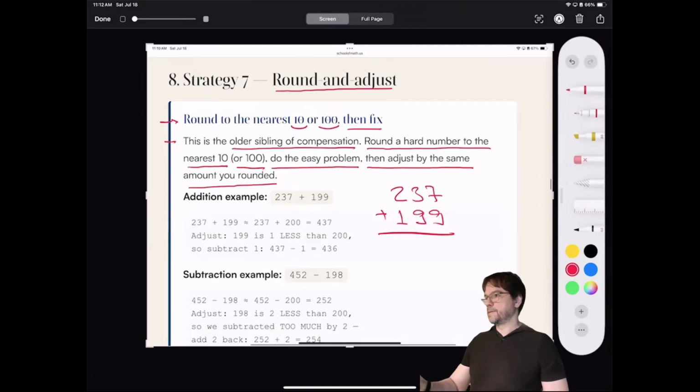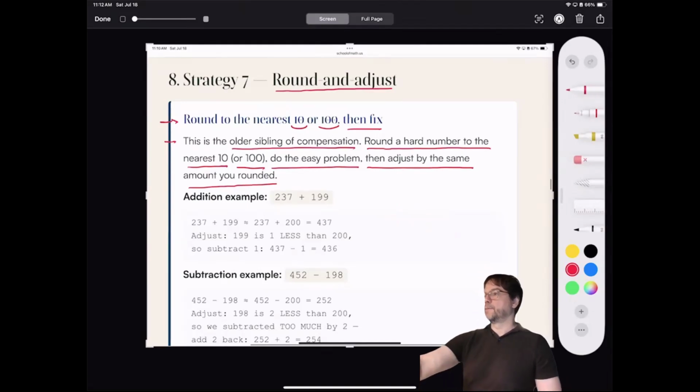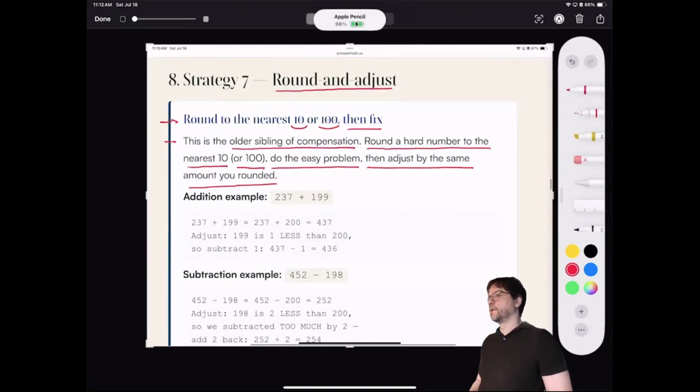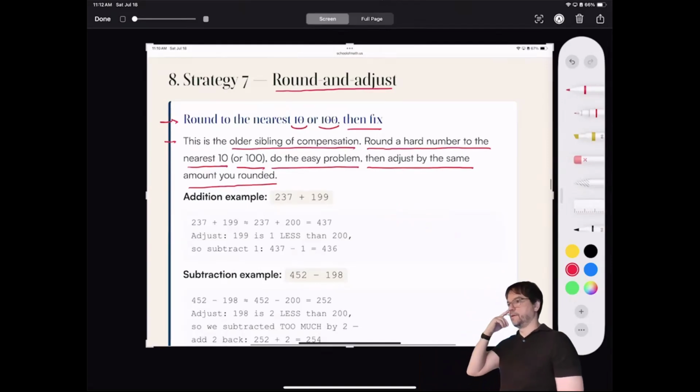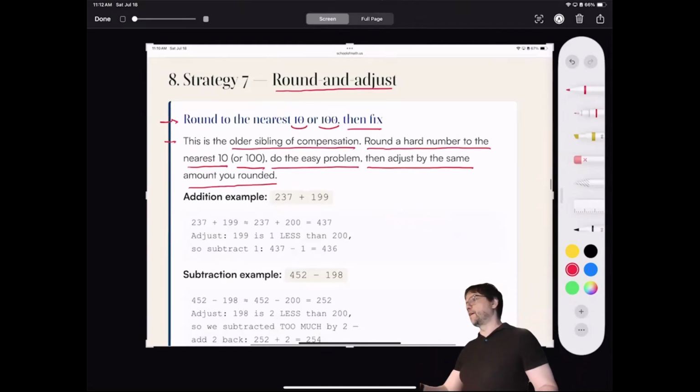Look how easy it is. Okay, let's erase here. 237 plus 199 is too hard to do in my mind. But 199 is 1 from 200. How much is 237 plus 200?